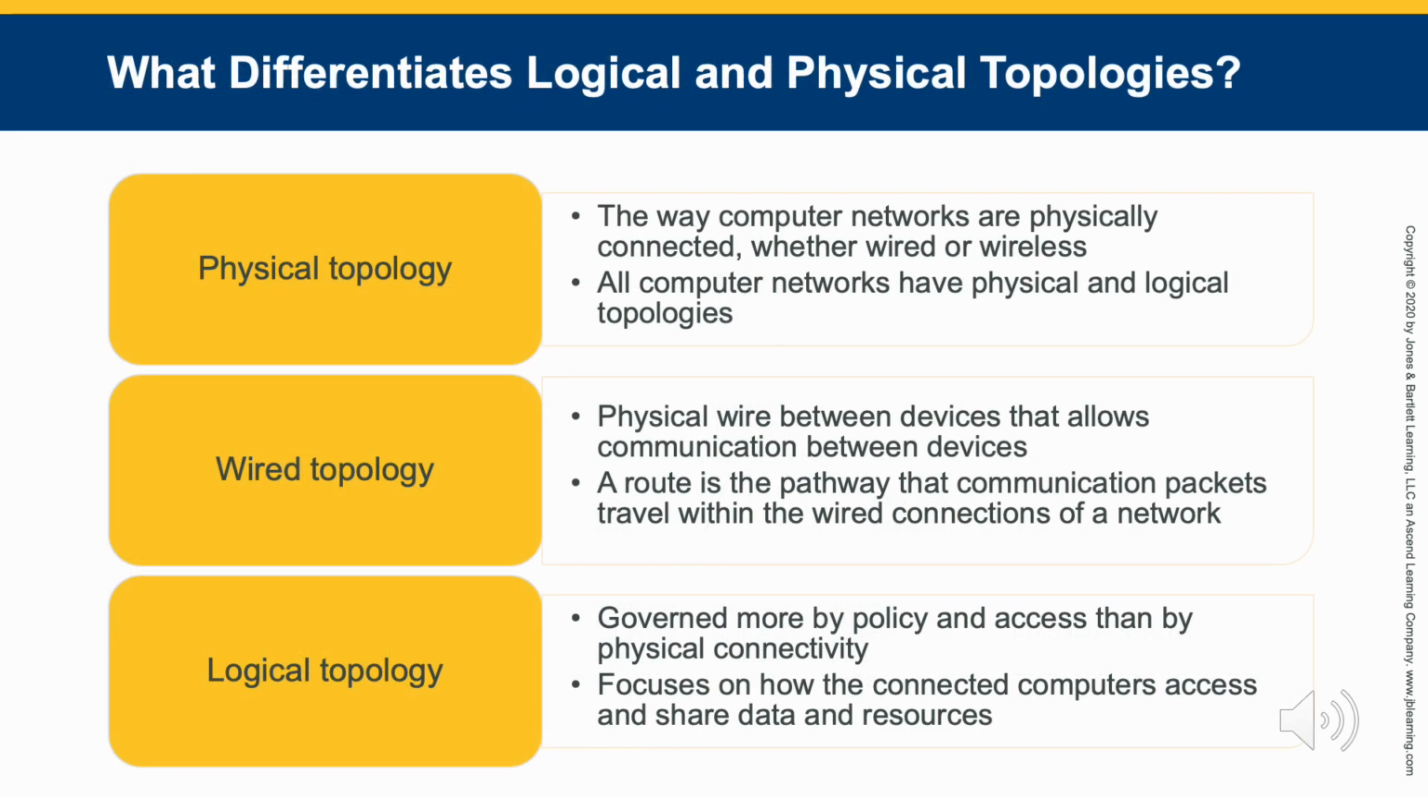What's the difference between a logical and a physical topology? Physical topology is the way computer networks are physically connected, whether wired or wireless. All computer networks have physical and logical topologies. Wired topology is the physical wire between devices that allows communication between devices. A route is the pathway that communication packets travel within the wired connections of a network. Logical topology is governed more by policy and access than by physical connectivity. It focuses on how the connected computers access and share data and resources.